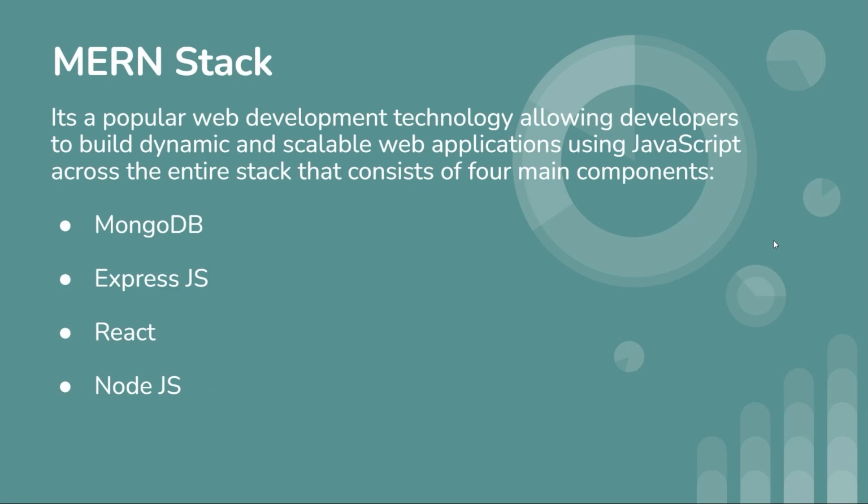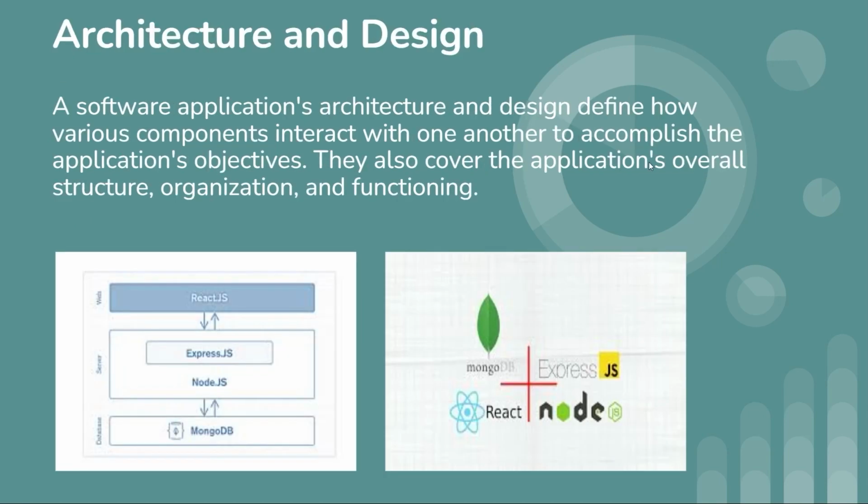It is a popular web development technology allowing developers to build dynamic and scalable web applications using JavaScript across the entire stack that consists of four main components. So the components are MongoDB, ExpressJS, React.js, Node.js. These are the architecture and design. A software application architecture and design define how various components interact with one another to accomplish the application objectives. They also cover the application's overall structure, organization and functioning.